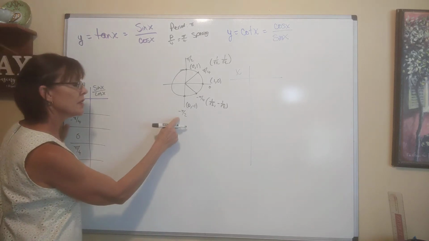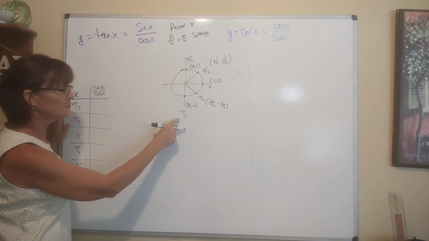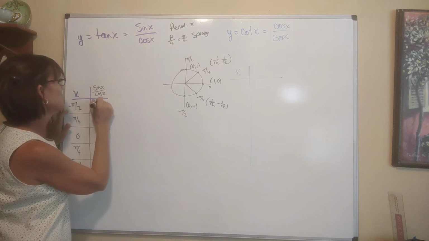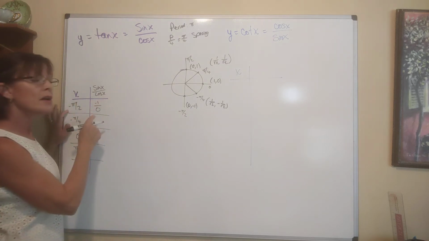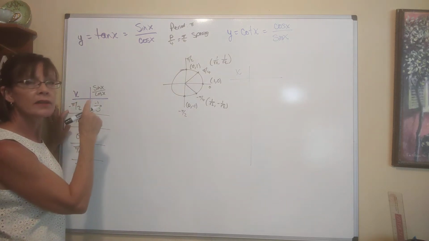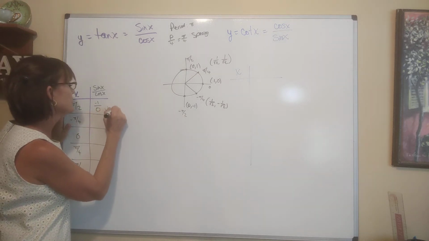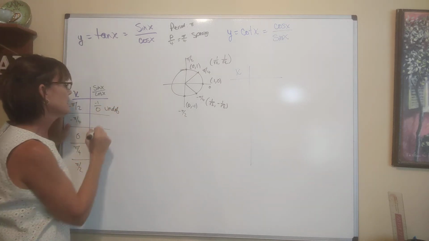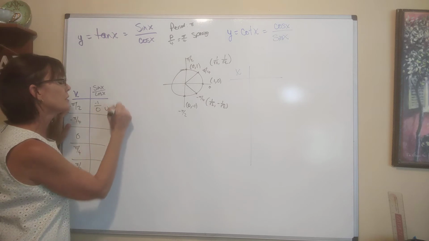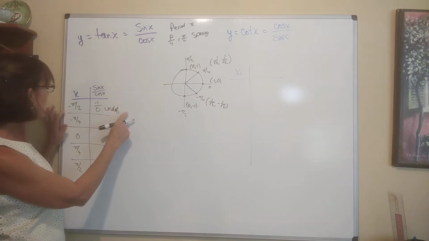The tangent of negative pi over 2 is the sine, negative 1, divided by 0. And we are not allowed to divide by 0. So what that tells me is this is undefined. That's what that tells me. So what that tells me is there's a vertical asymptote right there.